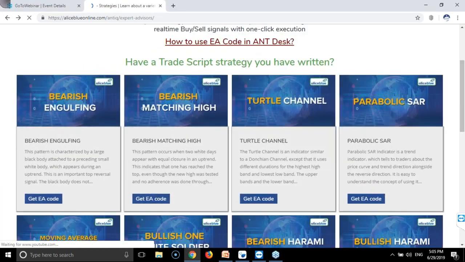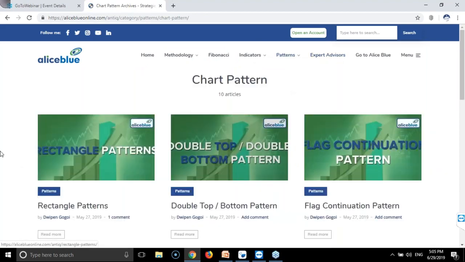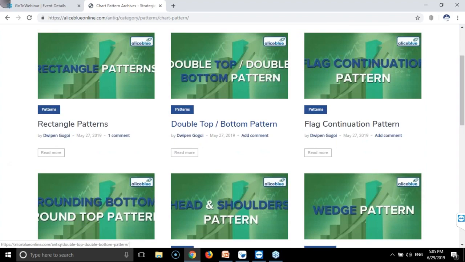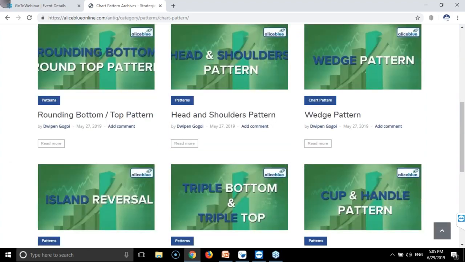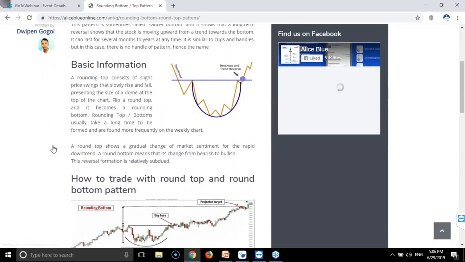And then next you can see here pattern, right? So you can go for chart pattern. There are various types of chart patterns. So one by one, I will create some videos regarding this. Triangle pattern, double top pattern, bottom flag pattern, right? Everything, round bottom. So you just visit any and read properly. So I'll create and give a webinar according to this also.